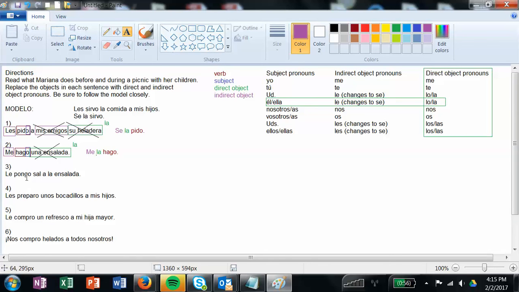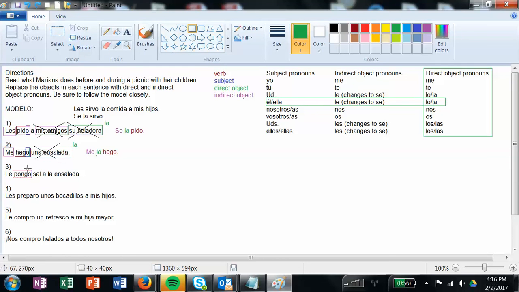I put salt on the salad for him, her, or you. So then, again, we identify the verb. The verb is "pongo." The subject is I, because I'm the one who's doing the putting. All right. So actually, it really means I put salt on it. Okay. So what am I putting? I'm putting salt. That's my direct object, and it's "la sal." "Sal" is feminine.